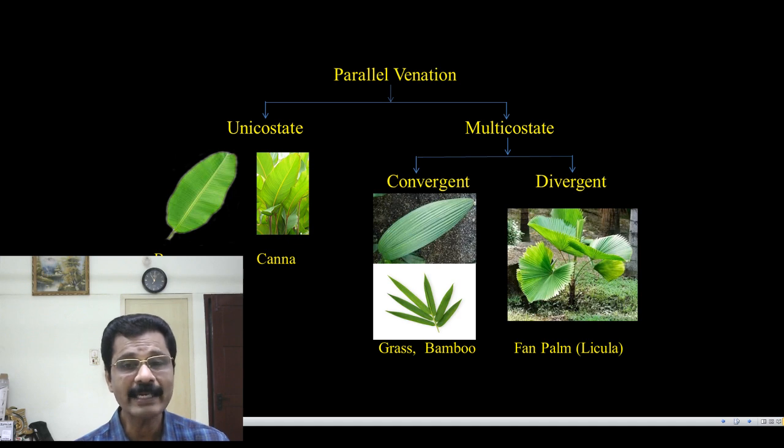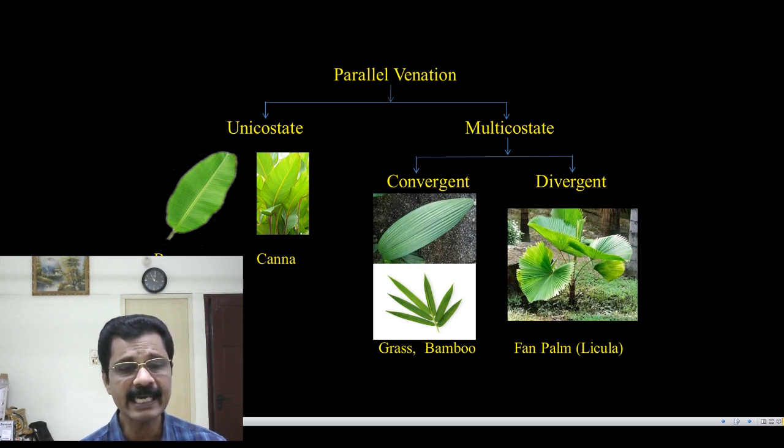The multicostate parallel venations are of two types. They are convergent type and divergent type. As in the case of reticulate venation, here also convergent multicostate parallel venation and divergent multicostate parallel venation are there. Convergent types tend to move towards one point. Here in grasses, you can see several main veins are there. They run parallel to one another, and they are convergent type. At the tip they come closer to each other. And here bamboo also you can see this type of venation. Grasses, bamboo, wheat, there you can see convergent type of multicostate parallel venation.